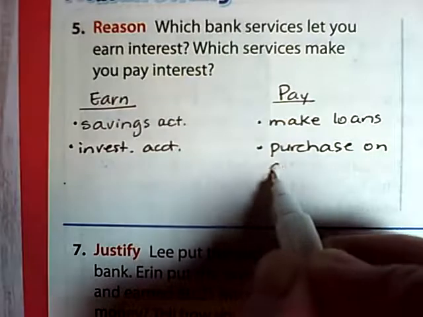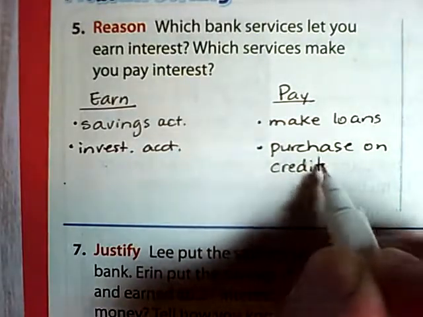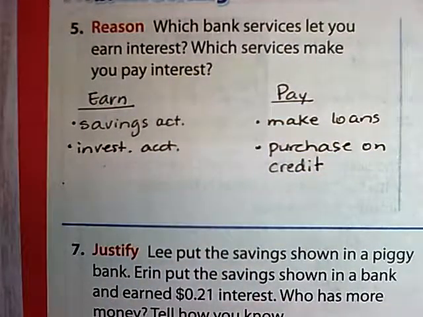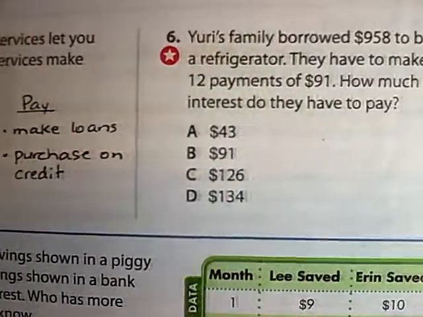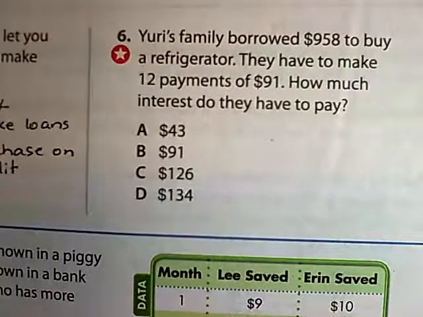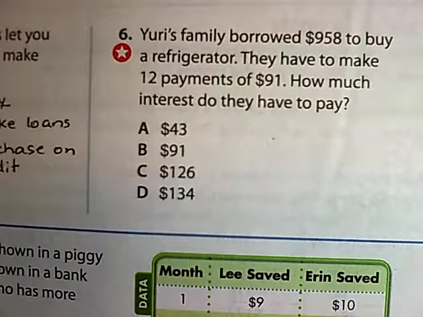And more banks today are allowing their customers to build credit by opening up credit accounts within the same account number. That way, whatever money you have there can go directly to the payment of the credit card. All right. Number six, Jury's family borrowed this much money to buy a refrigerator. Then they have to make 12 payments of $91. How much interest do they have to pay?